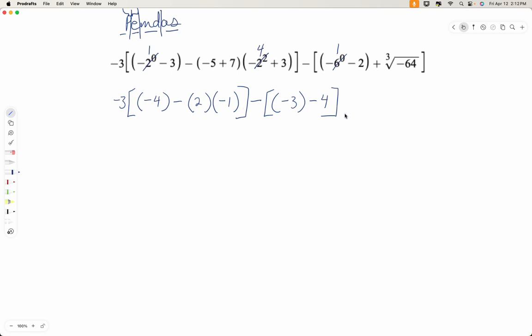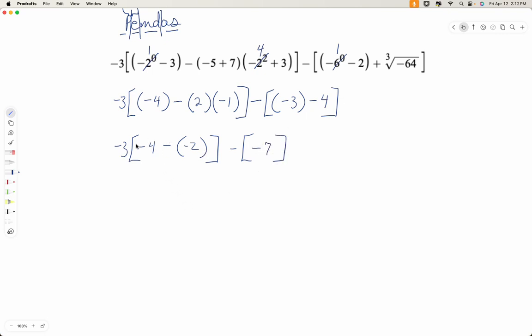Now I can just look and see what other operations I have. Okay, I have multiplication going on right here, so I need to do that before I do anything else. So -3, -4, I have 2 minus 1. So that's going to be a -2. Minus, I have -3 minus 4, that's a -7.